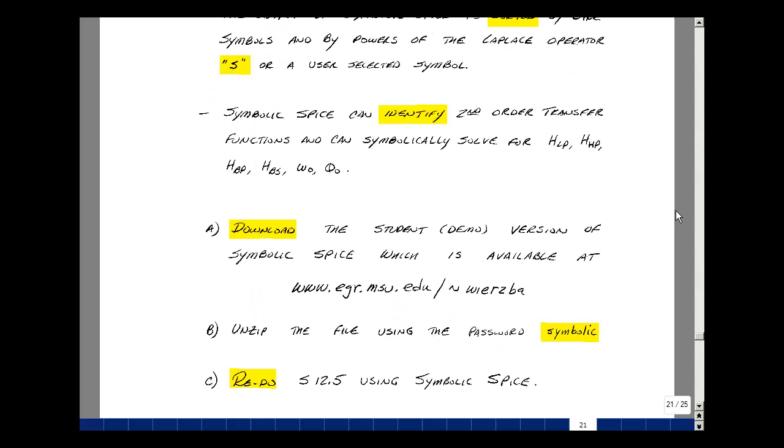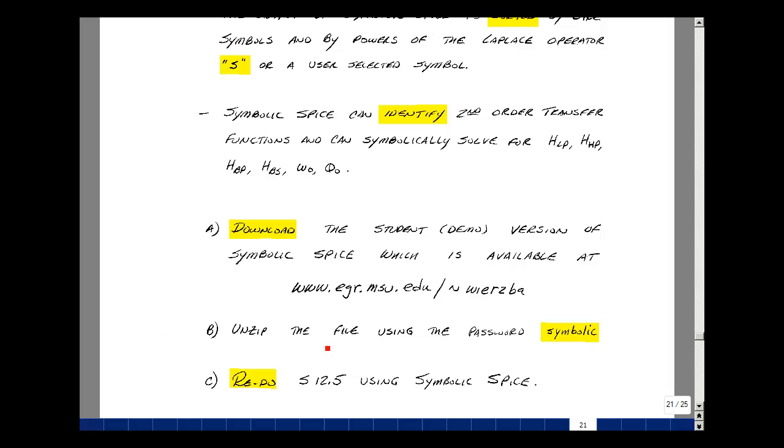symbol. S-Splice can also identify second-order transfer functions and can symbolically solve for the values of H for a low-pass, high-pass, bandpass, or bandstop filter, as well as omega naught and Q naught. I'd like you to download the student version, which is a demo version of Symbolic Splice, which is fully functional but limited to a 6x6 matrix. You can find this on my website by following the Symbolic Splice link.